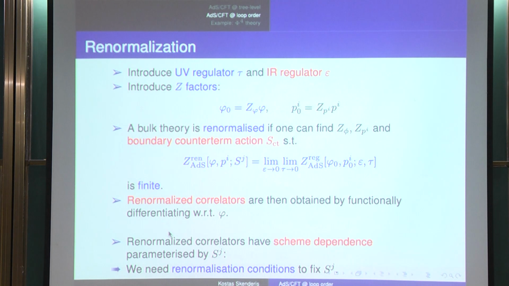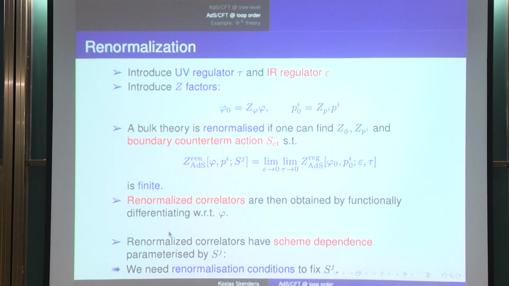And now we want to understand how to renormalize. Now, to renormalize, step 0 is always to be very explicit about the regulators. The theory needs both a UV and an IR regulator. So we first need to introduce UV and IR regulators. We're going to call tau the UV and epsilon the IR, and I will define them in the next slide. Then next, we introduce Z factors.